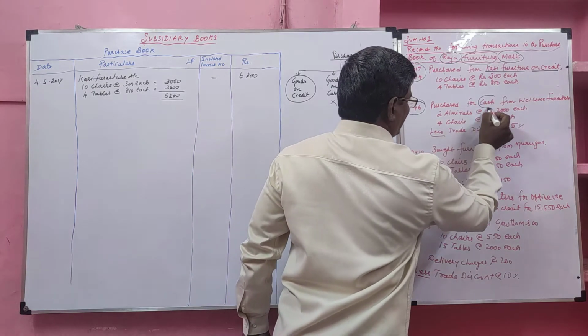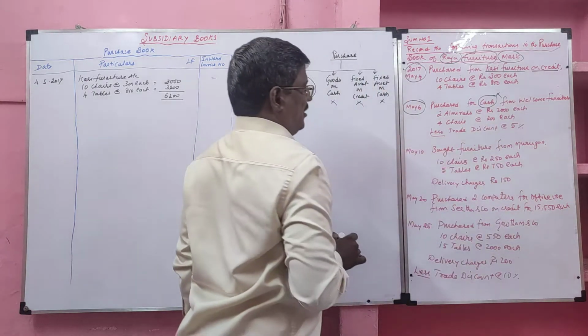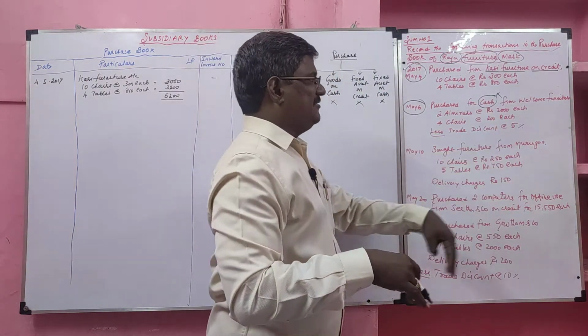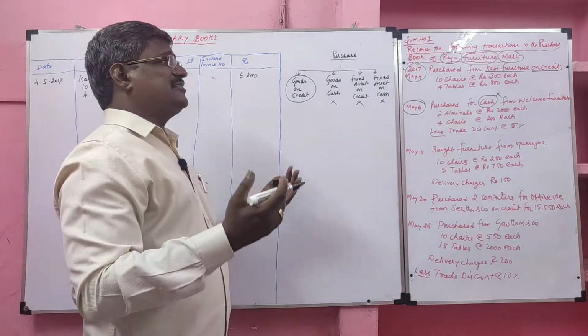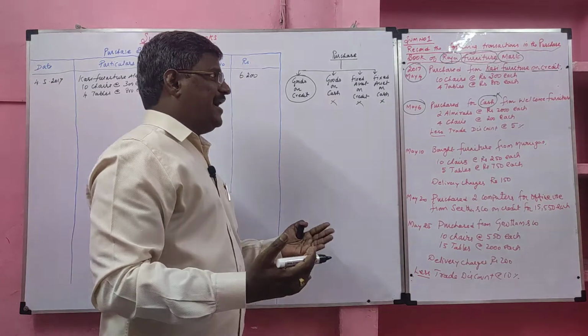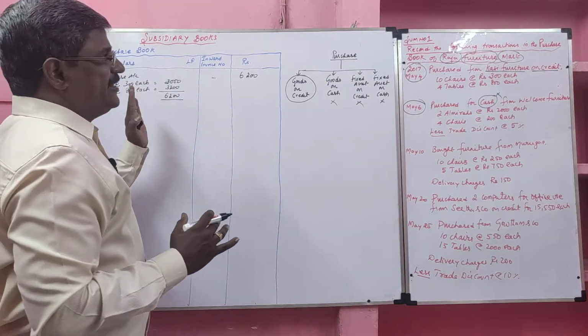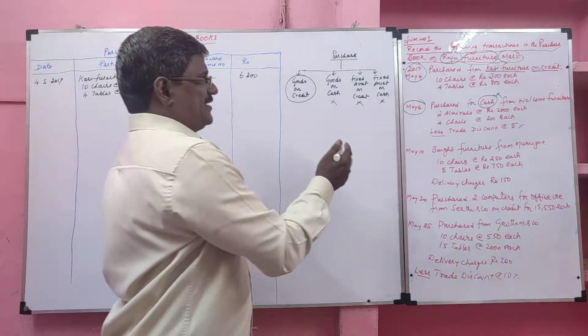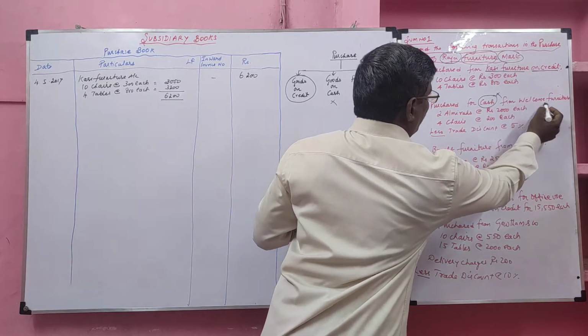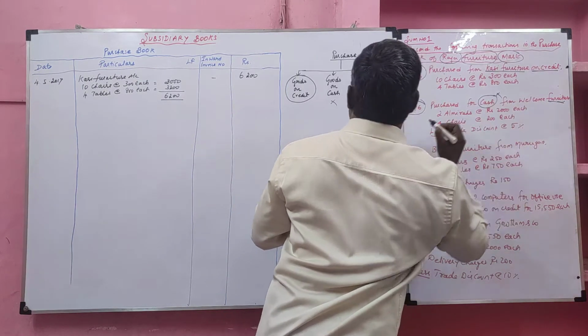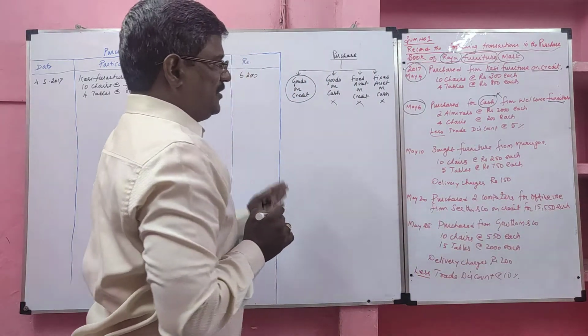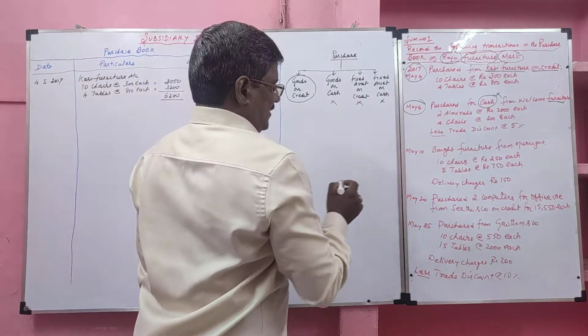Next, on May 6th, purchased for cash. This transaction will not be recorded. Purchased for cash, it may be purchase of goods or it may be purchase of fixed asset. For cash should not be recorded in the purchase book. So purchased for cash from Welcome Furniture. They bought furniture, goods, only on cash. It will not be recorded in the purchase book. Then we'll move to the other transaction.